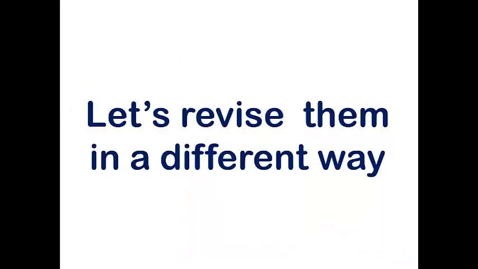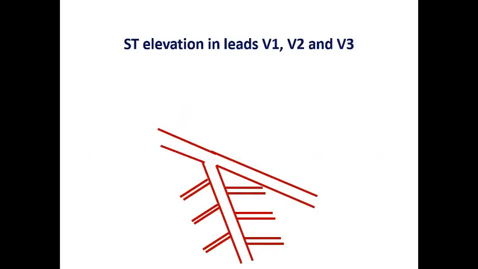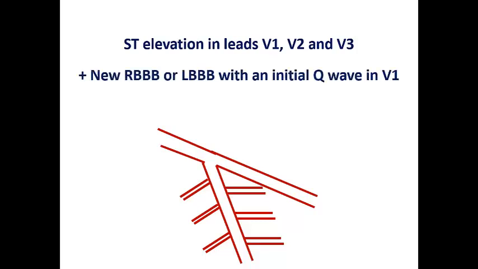Of course, I know that it may seem difficult to memorize them in this way that is written in books, so let's try to understand them in a different way, a practical way from the ECG itself, and predict the culprit lesion together. Here the patient is having ST elevation in V1, 2 and 3, and is having new right bundle or left bundle branch block with an initial Q in V1.